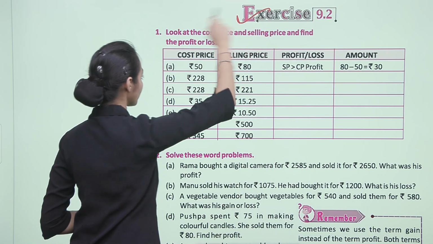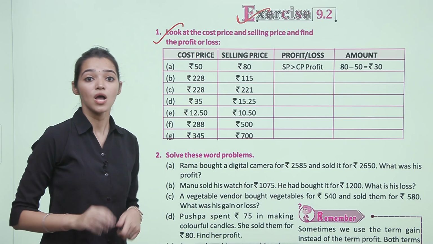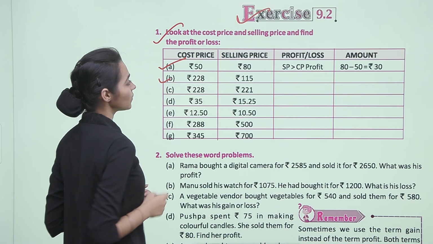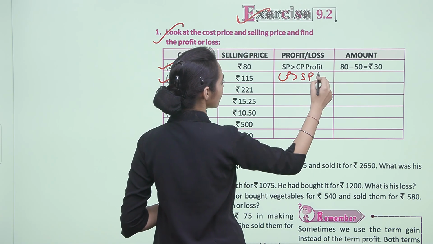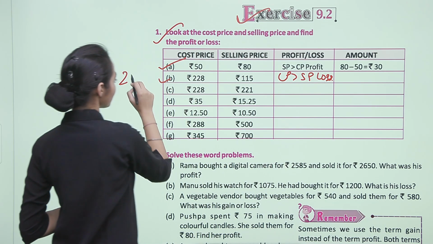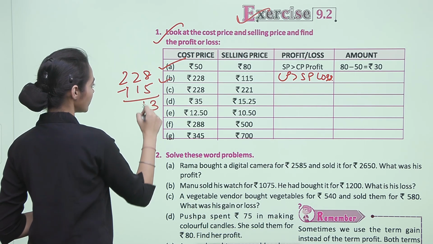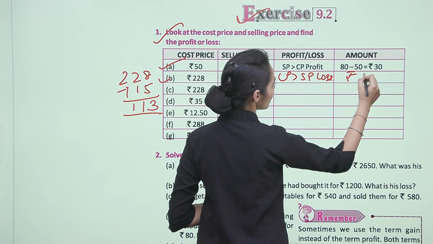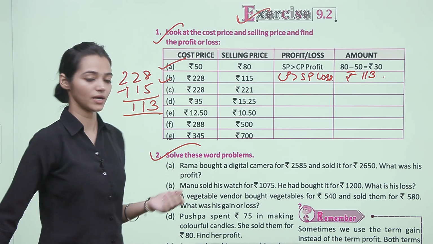Now let's look at exercise 9.2. In the first part, we have to look at the cost price and selling price and find the profit or loss. So in the first one we have done. In the second one, cost price is greater than selling price, that means loss. And how much loss is there? We will subtract 228 minus 115, that is 8 minus 5, 3, 113 rupees. Rupees 113 loss. That's how you can complete the remaining parts.